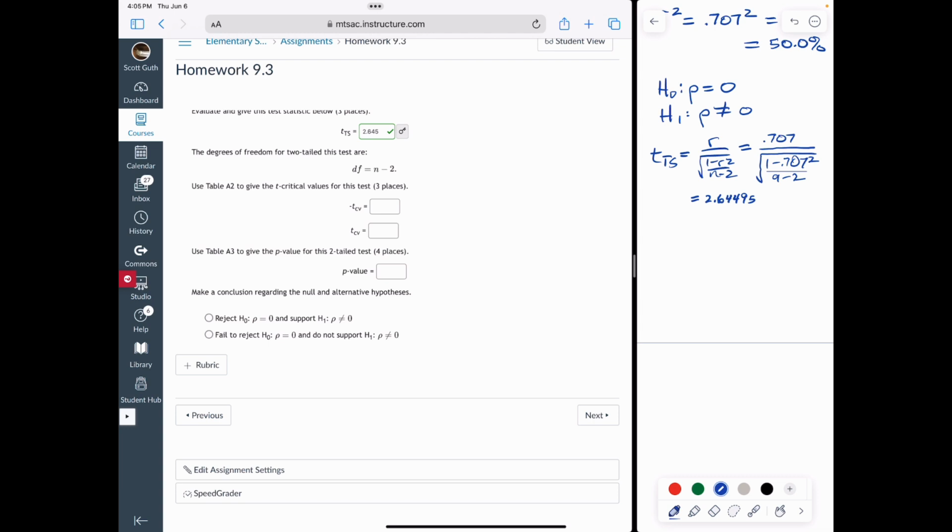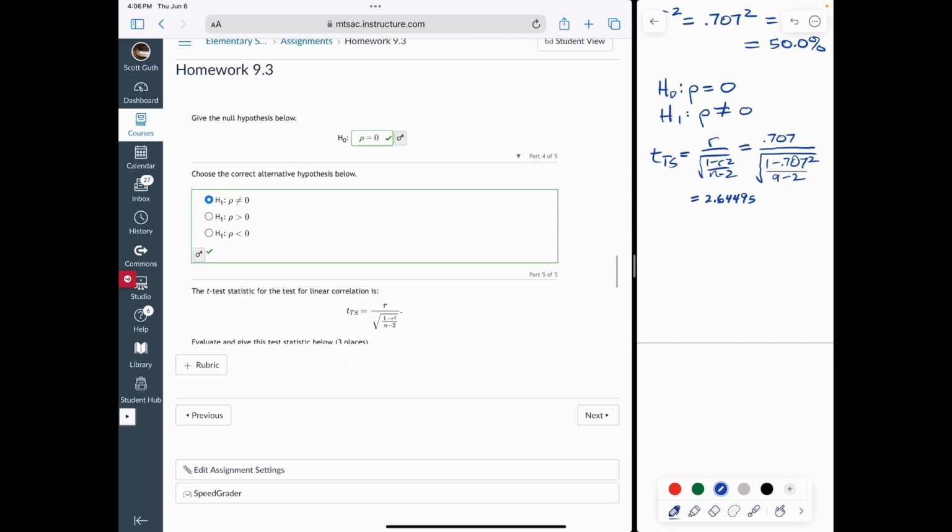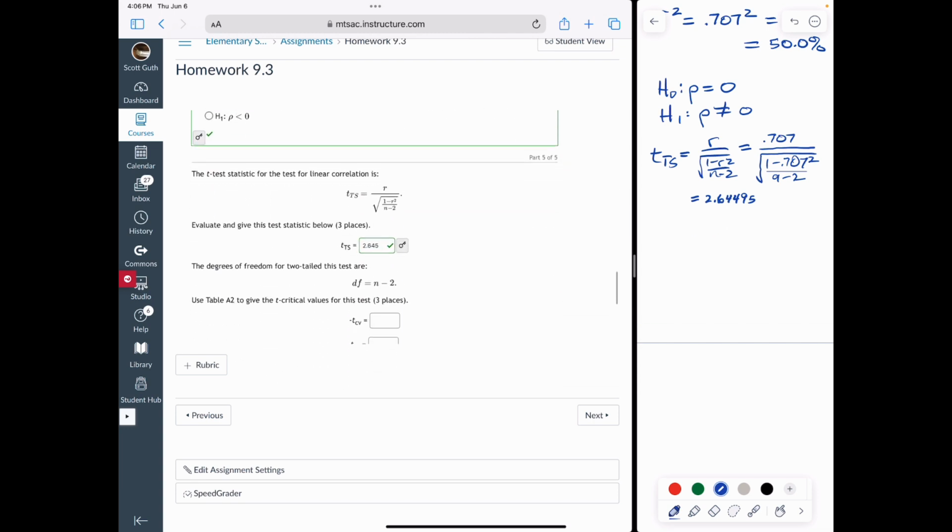Now we need to do our critical values. These are two-tailed tests. So the degrees of freedom need to be n minus 2. Let's go ahead and put that note. And the alpha value is up here somewhere, 0.04. Okay, so alpha is 0.04. The degrees of freedom are n minus 2.